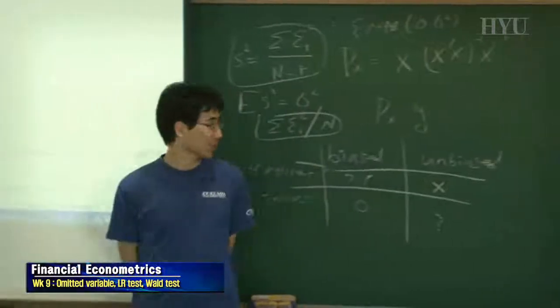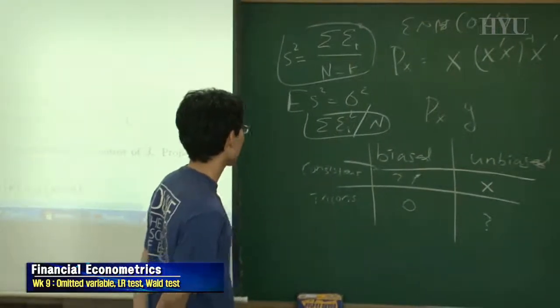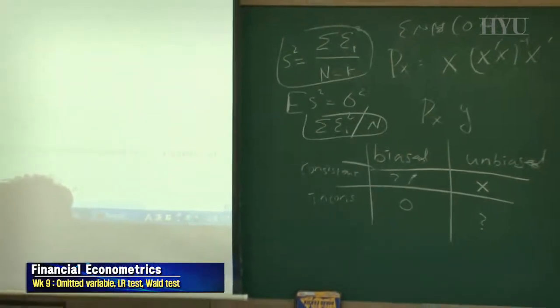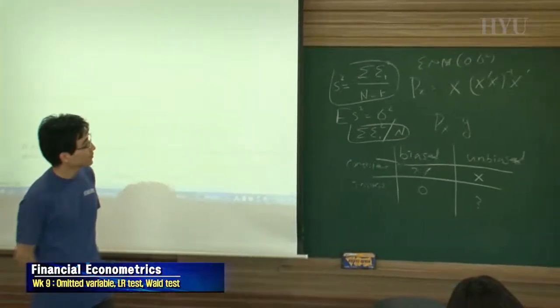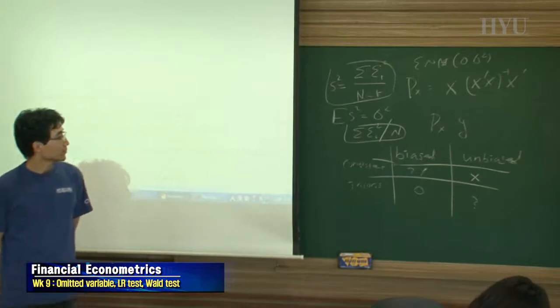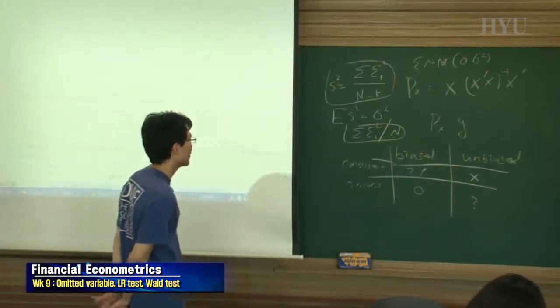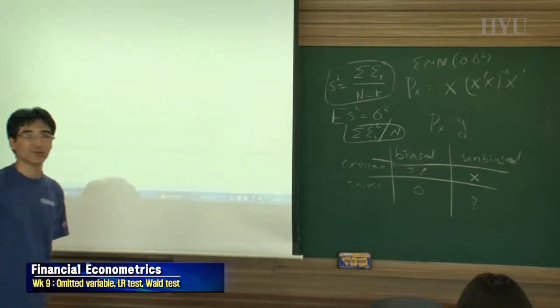How about the other case: an unbiased estimator but inconsistent? Can you imagine any case which is unbiased but still inconsistent?